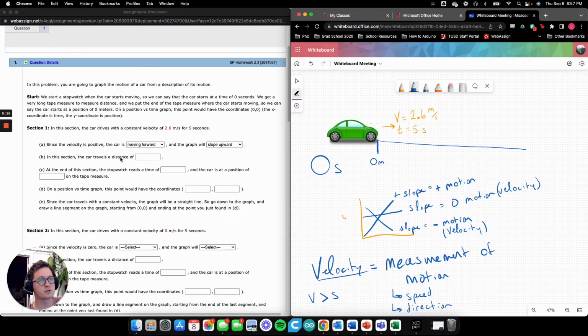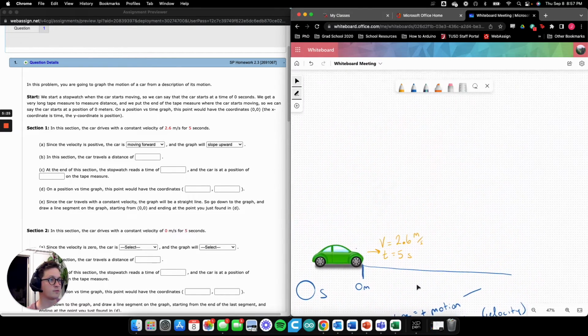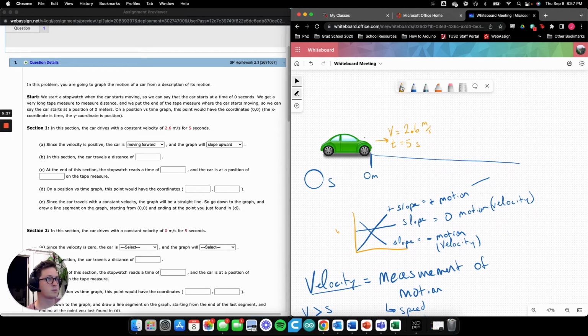Okay, so anyway, in this section, the car travels a distance of blank. So coming back here, we know that velocity is 2.6 meters per second. We know that time is 5 seconds. We know that velocity is equal to distance divided by time. If we solve this for distance, we multiply t on both sides. That cancels over here, leaving us with distance equals velocity times time.